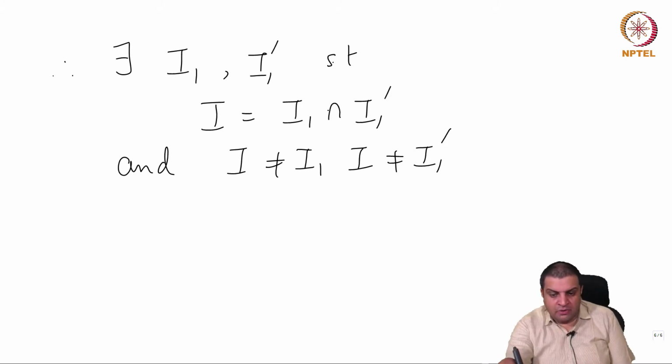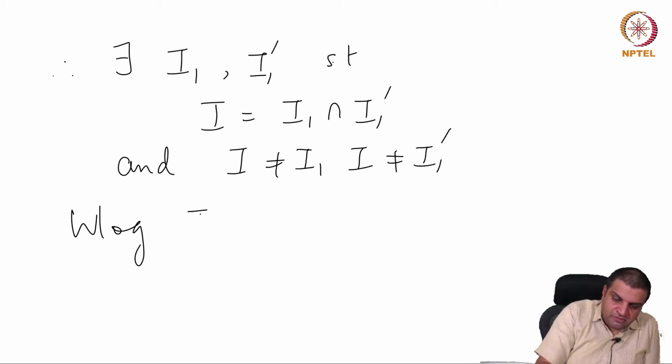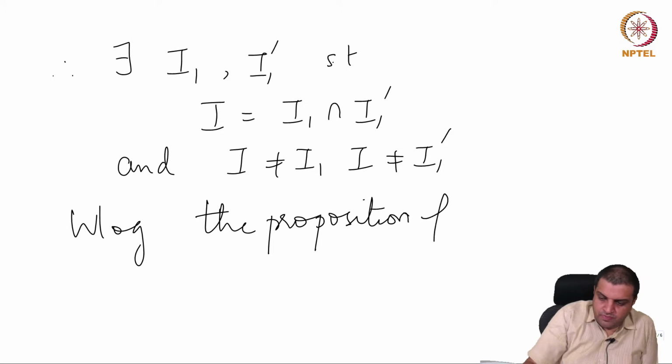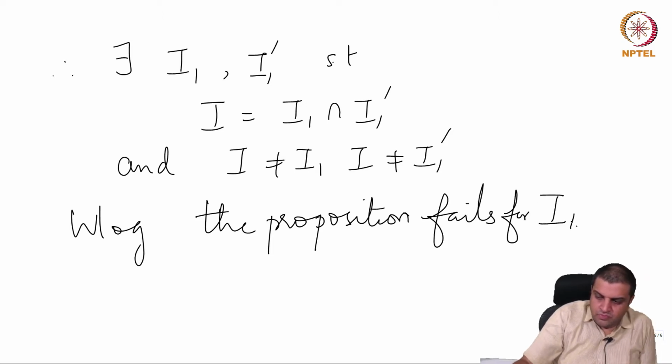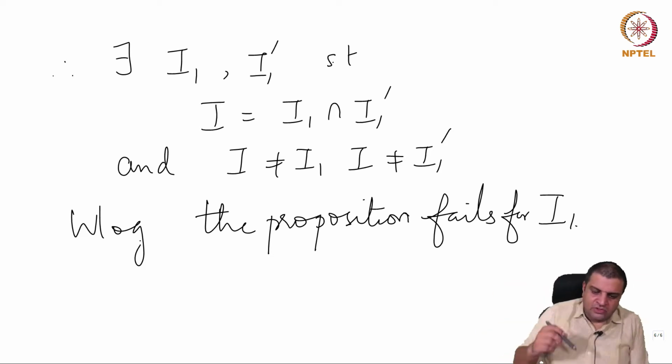Now the proposition cannot hold for at least one of these. Suppose the proposition holds for both, then this is an intersection of finitely many irreducibles, and this is an intersection of finitely many irreducibles, and one can just put them together, and that is a finite intersection of irreducibles. If the proposition holds for both, it will also hold for the intersection, because an intersection of two finite intersections is a finite intersection. So without loss of generality, the proposition fails for I1.